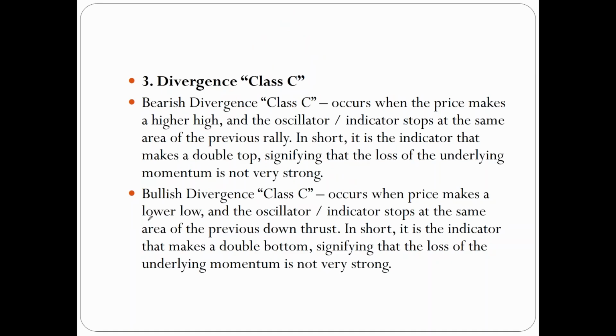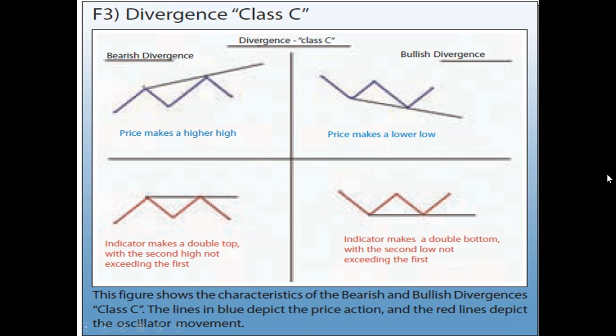Similarly, bullish divergence, when the prices make a lower low and the indicator stops at the same position, or the indicator makes a double bottom, right? It means the momentum is not very strong. So this is what the setups look like. Price is making a higher top, momentum making a double top, price making a lower low, momentum making a double bottom. This is class C divergence.